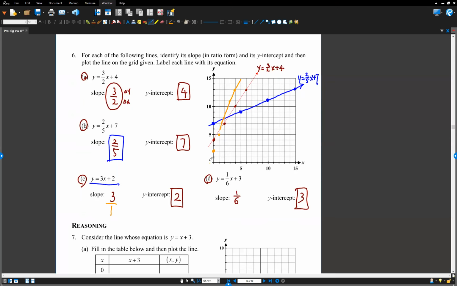I did it wrong. This is wrong. This is 2 right, 2 up. That's why I got not a straight line. Okay, this point, this point, this point, this point, this point. This is y equals 3x plus 2. Is it okay? All right, very good.